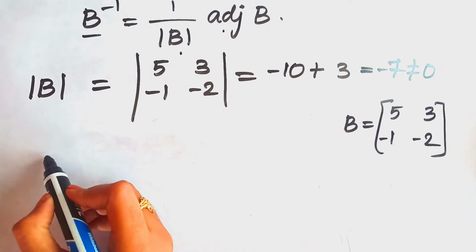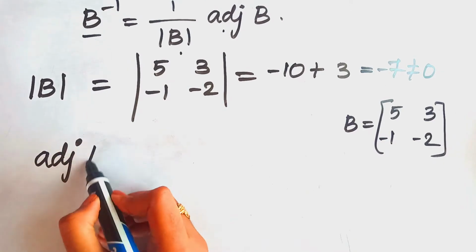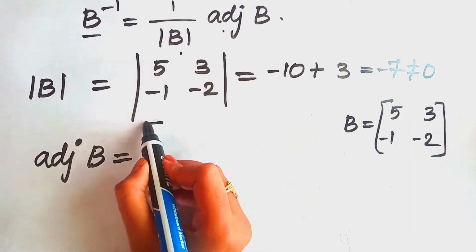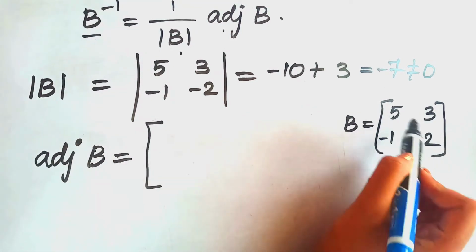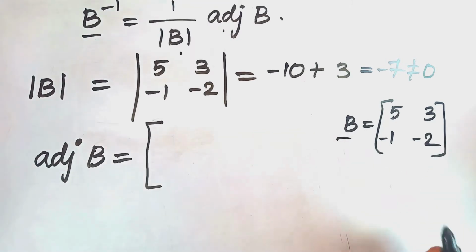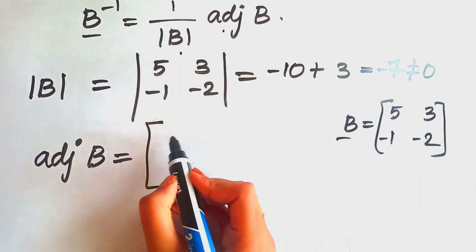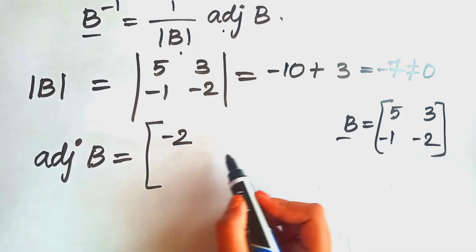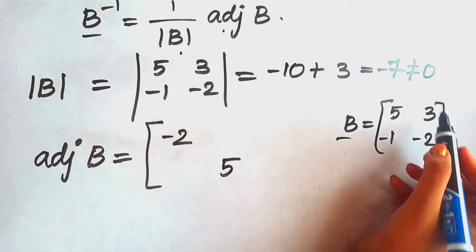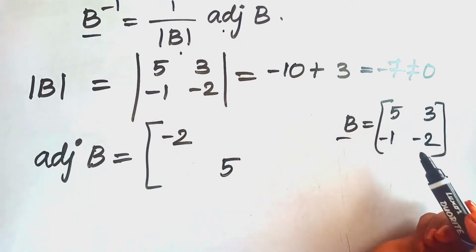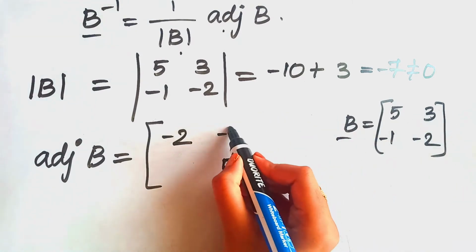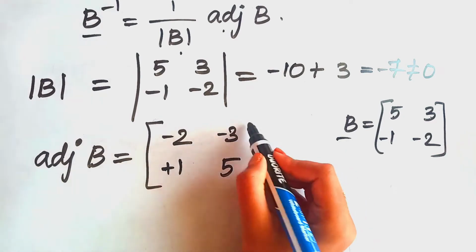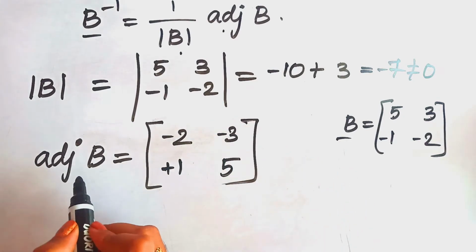Now let's find the adjoint of B. Finding the adjoint of B for a 2 cross 2 matrix is very easy. We first interchange these two elements in the matrix B. So in the place of 5 there will be a minus 2, and in the place of minus 2 there will be a 5. And then you have to change the signs of the other two elements. For plus 3 it will be a minus 3, and for minus 1 it will be a plus 1. Okay, so this is how you find the adjoint of B.